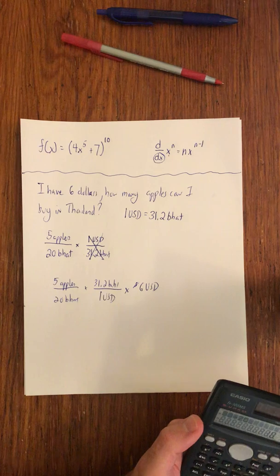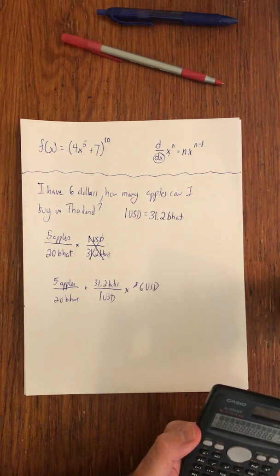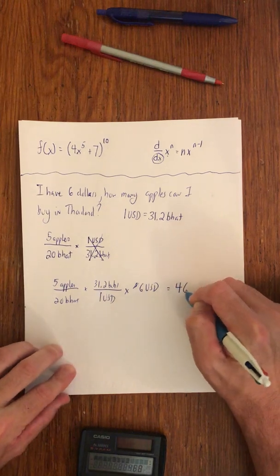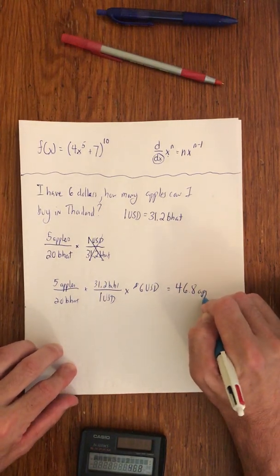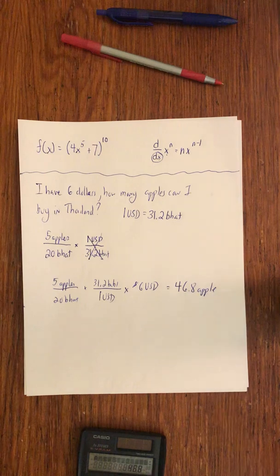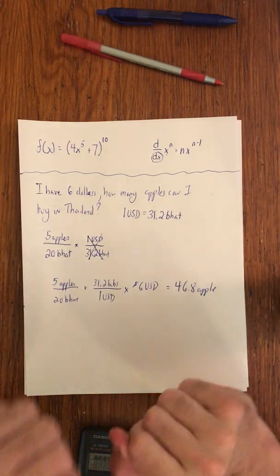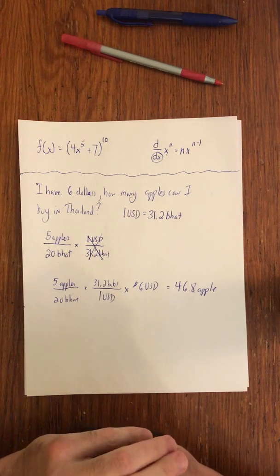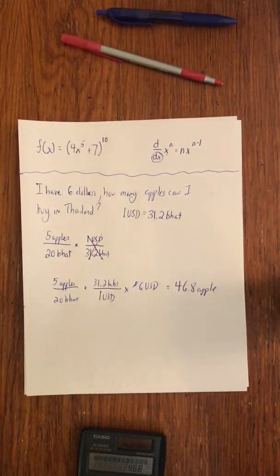So let's see how many apples I can get. I can get a lot of apples. I can get 46.8 apples, or 46 apples, right? You can't buy 0.8 apples. So how about them apples? Haha, right? Now, you may be saying, what is Vaughn talking about? Why are we talking about this at all?